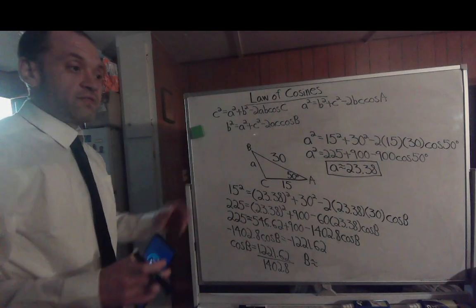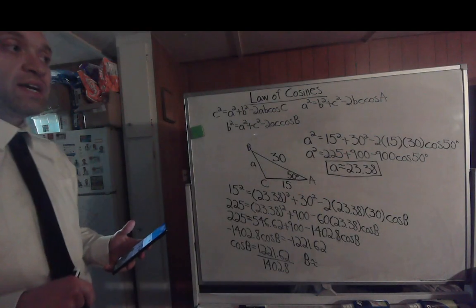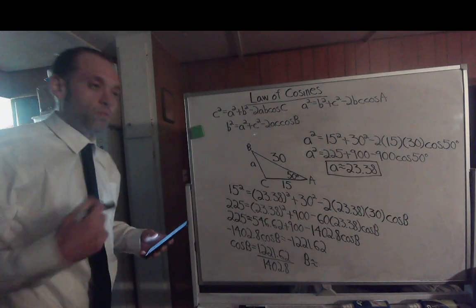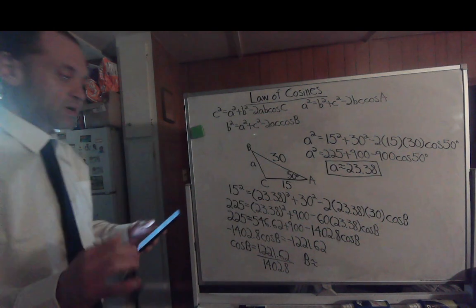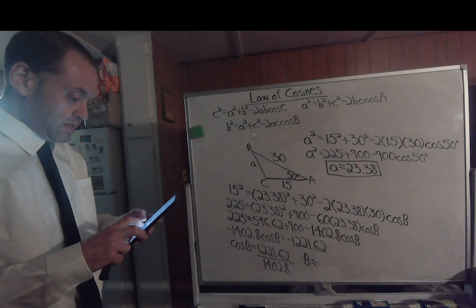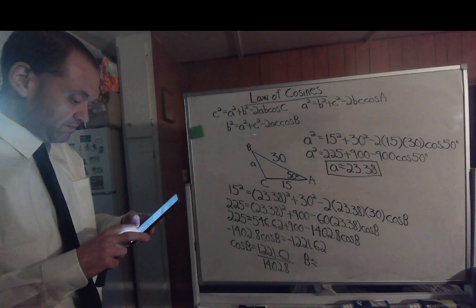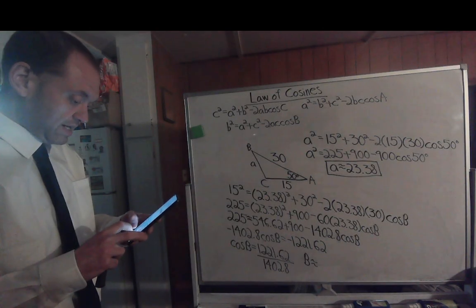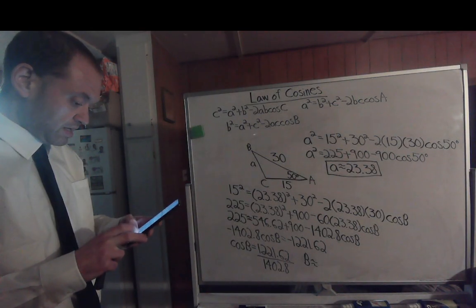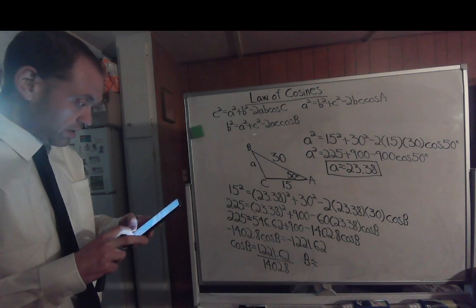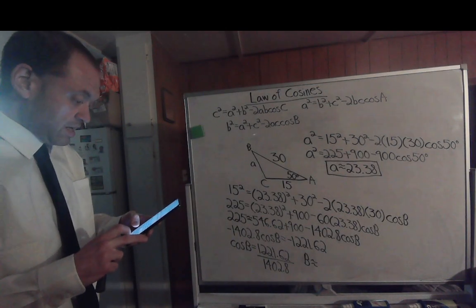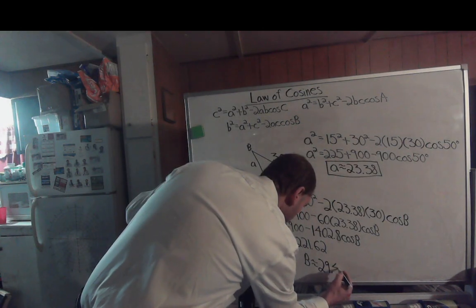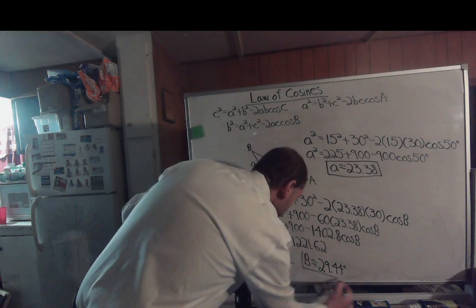And I should specify with the law of cosines, whether it's side angle side or side side side, there's only one triangle possible, unlike the law of sines, where if you had side side angle, you could have no triangle, one triangle, or two triangles. Law of cosines is only one possible triangle. So let's find the cosine inverse of that. For an angle to 2 decimal places, angle B is approximately equal to 29.44 degrees. Alright, so there's your angle B.